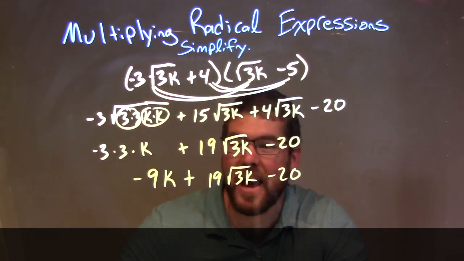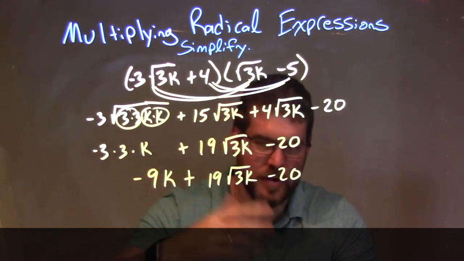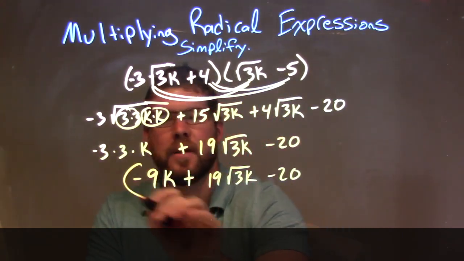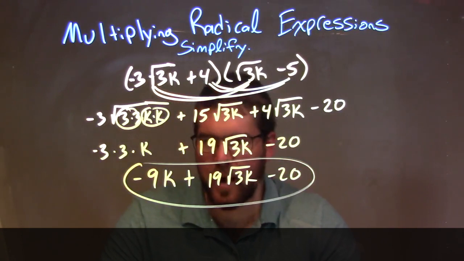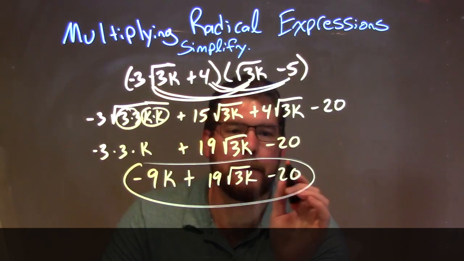And there we have it. We have our final answer here. Now you could rearrange it if you want, put the 20 out front or whatever. I'm fine with how it is right here. Our final answer being minus 9k plus 19 square root of 3k minus 20.